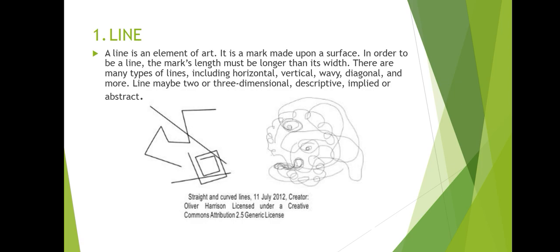Line is an element of art. It is a mark made upon a surface in order to be aligned. The mark's length must be longer than its width. There are many types of lines, including horizontal, vertical, wavy, diagonal, and more. Lines may be two or three-dimensional, descriptive, implied, or abstract. Some of you may be thinking that a line is just a straight line, but according to this, in terms of art, there are types like horizontal, vertical, wavy, diagonal, or more.